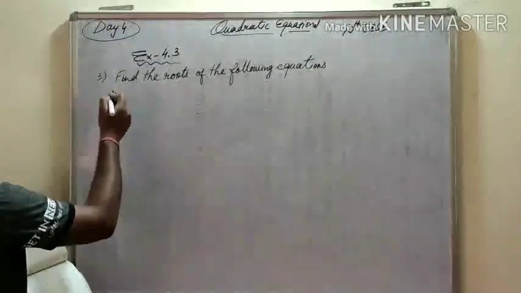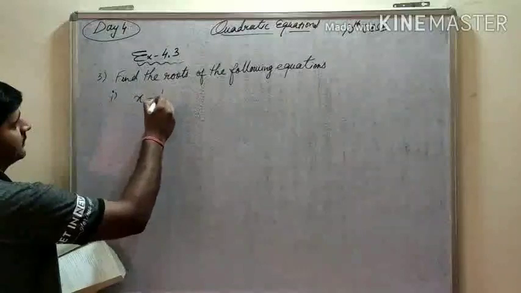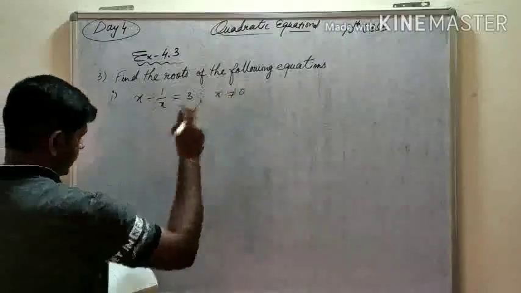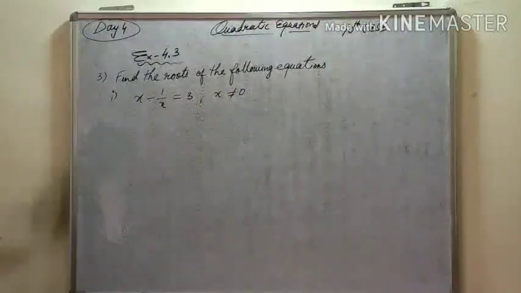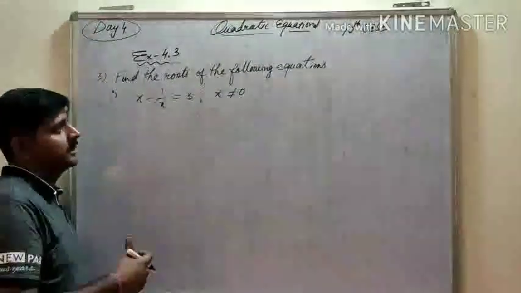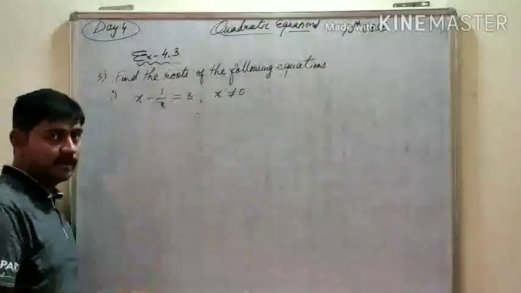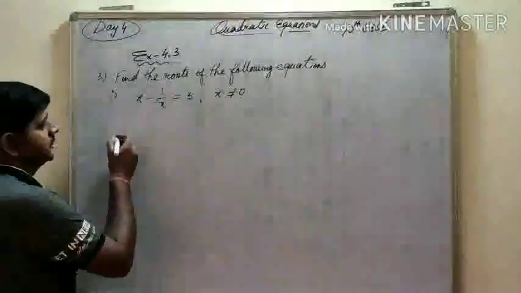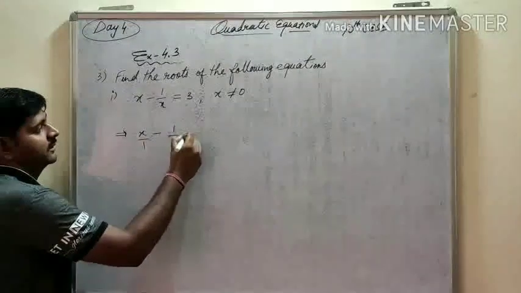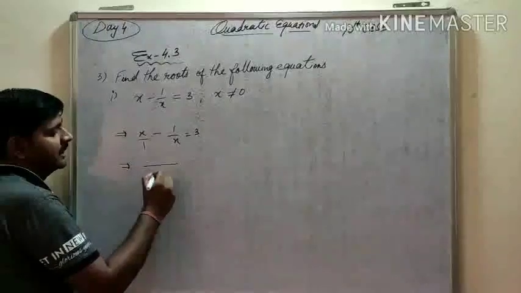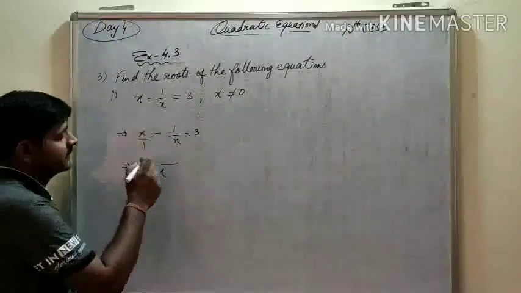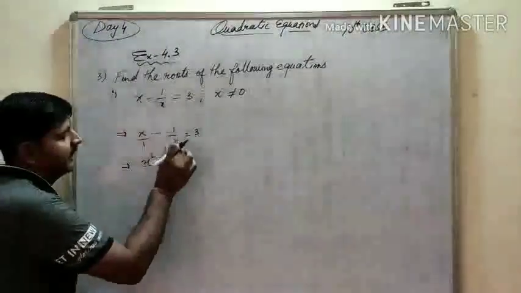First part, x minus 1 upon x equals 3, where x is not equal to 0. Let's solve, we can find it by any method. So this is x and minus 1 upon x. If we take LCM, the LCM will be x. And x divided by 1 we get x, and x into x is x square. x divided by x, we get 1.